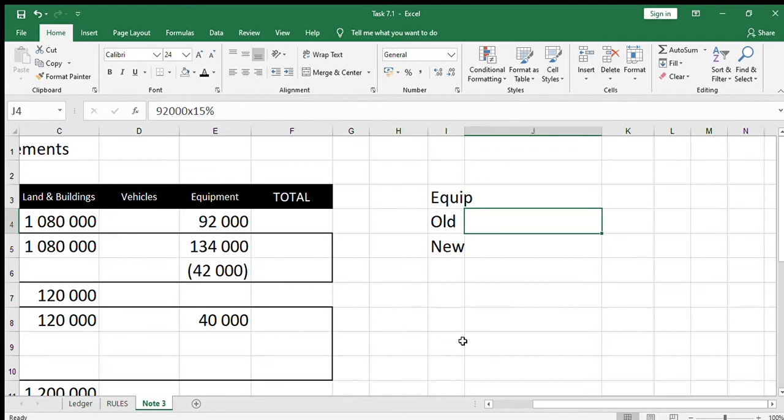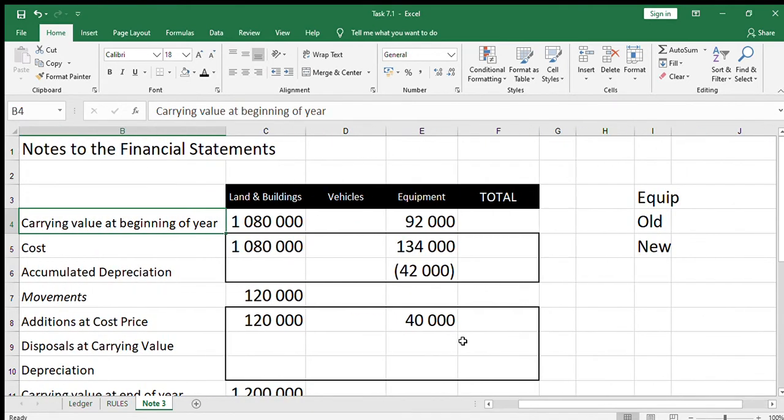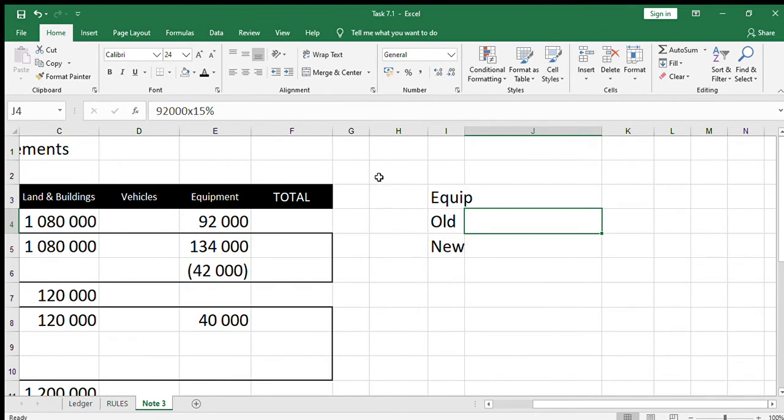So for the old equipment, we know what the carrying value is. Cost minus accumulated depreciation, 92,000. So we're just going to say 92,000 times 15%, to give us our answer.